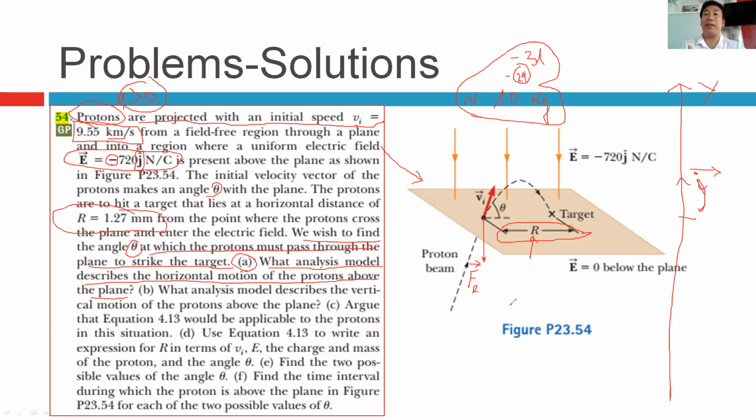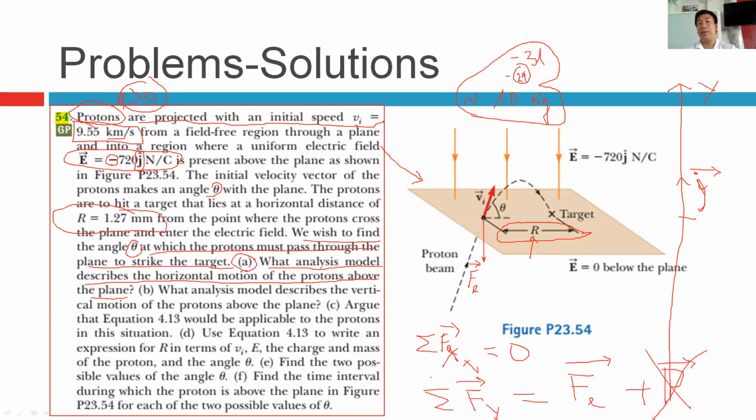This problem is the same as the problem that we already solved in Fundamental Physics 1. In the x direction, there is no force. Fe in the x direction is equal to 0. This is the x direction. And the sum of forces in the y direction is equal to Fe plus the gravity force, but we already omit this one. So that's all we have.